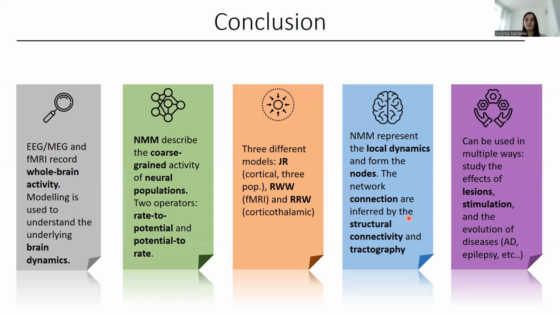Neural mass models represent the local dynamics and form the nodes of this whole brain model, and the network connections are inferred by the structural connectivity and tractography. And they can be used in multiple ways to study the effects of lesions, stimulation, and the evolution of different diseases, such as Alzheimer's disease and epilepsy, which you will hear more about in the other presentations.